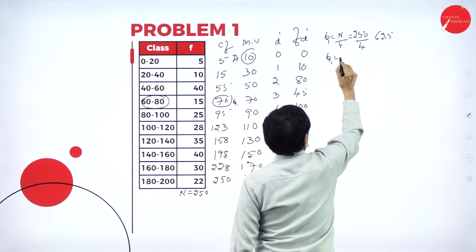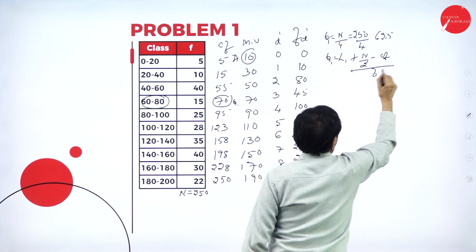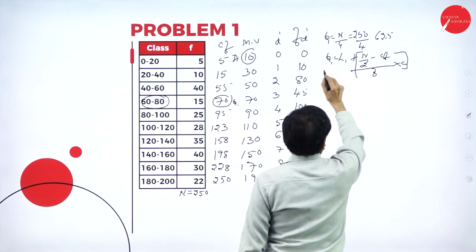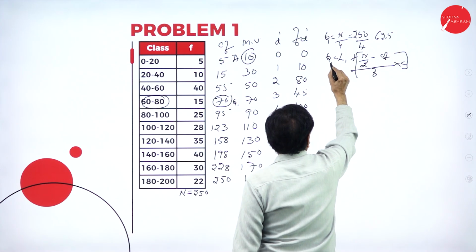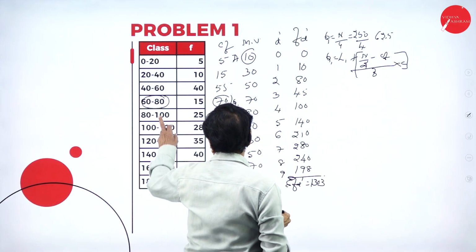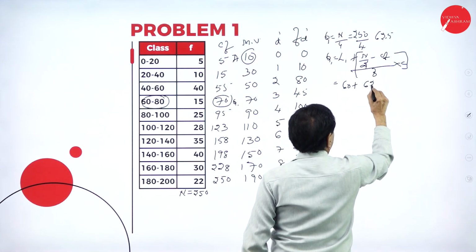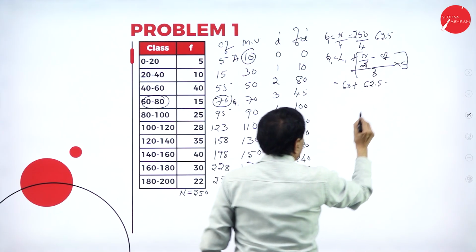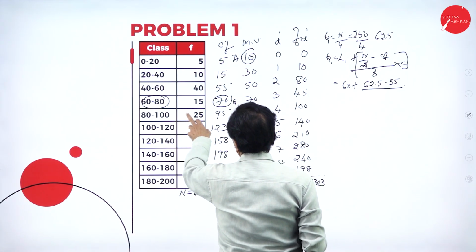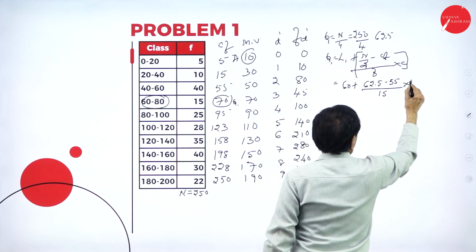Apply the formula: Q1 is equal to L1 plus N by 4 minus CF over F into C. What's your L1? 60, plus N by 4, which is 62.5, minus the CF behind that, 55, divided by the frequency of that group, 15, into the class interval, 20.